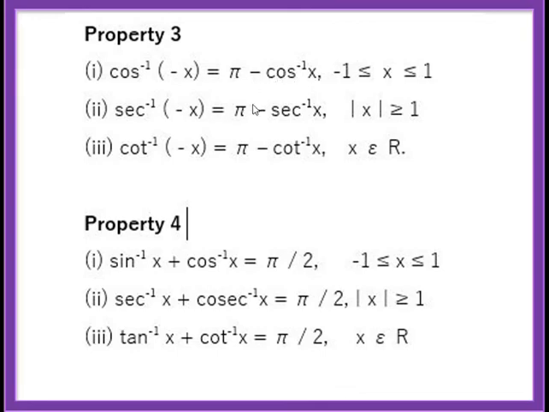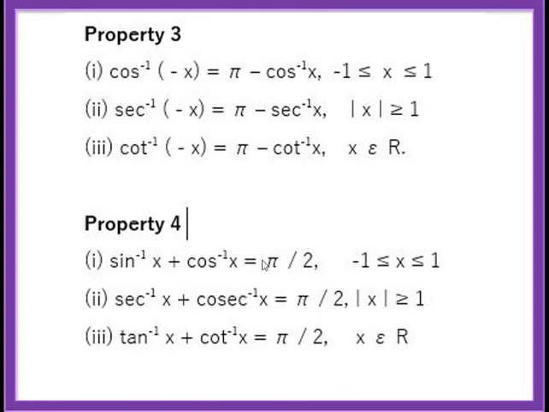The reason is simple. What is cos of minus theta? Is it minus cos theta? No. Cos of minus theta is cos theta only. But cos of pi minus theta is nothing but minus cos theta. Is that clear? Now, sec inverse of minus x is pi minus sec inverse x, cot inverse of minus x is pi minus cot inverse x.